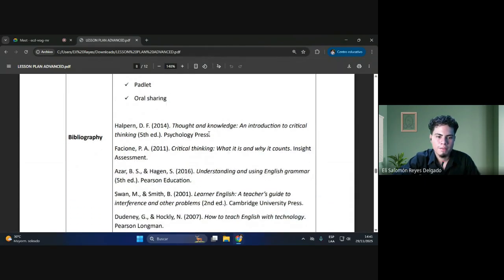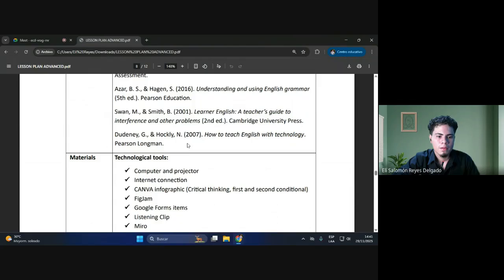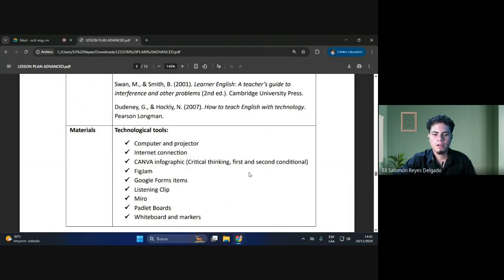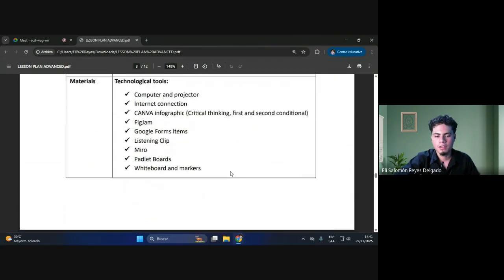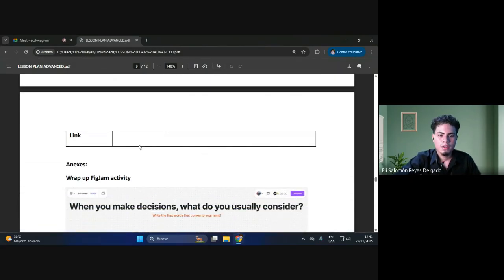And here we have the bibliography references. And here we have the materials: computer and projector, internet connection, Canva infographic with critical thinking, first and second conditional concepts, Bingo Jam, Google Forms items, listening clip, Miro, Padlet boards, whiteboard and markers. And after this recording, I'm going to post the link here.